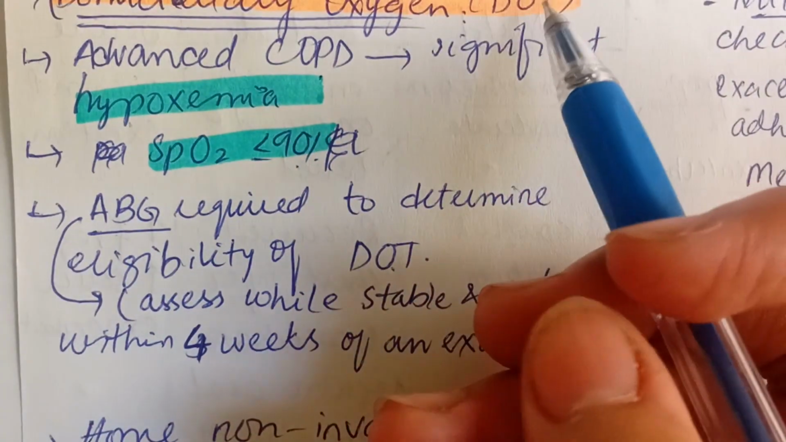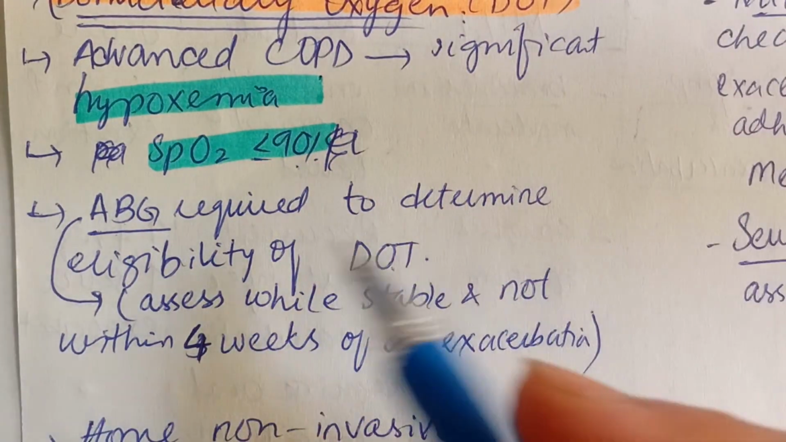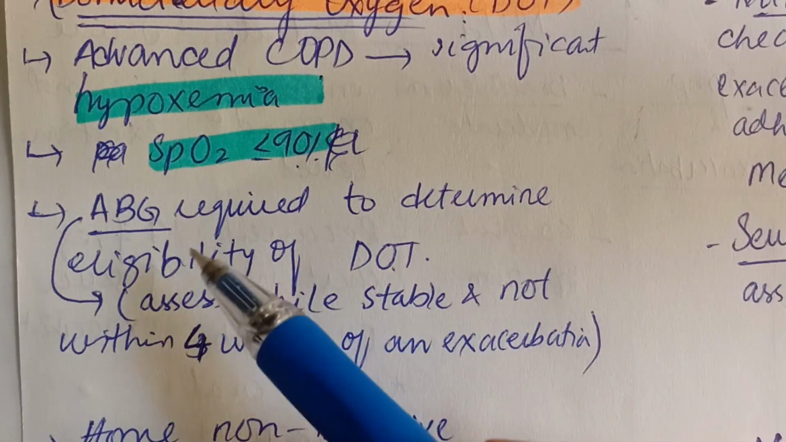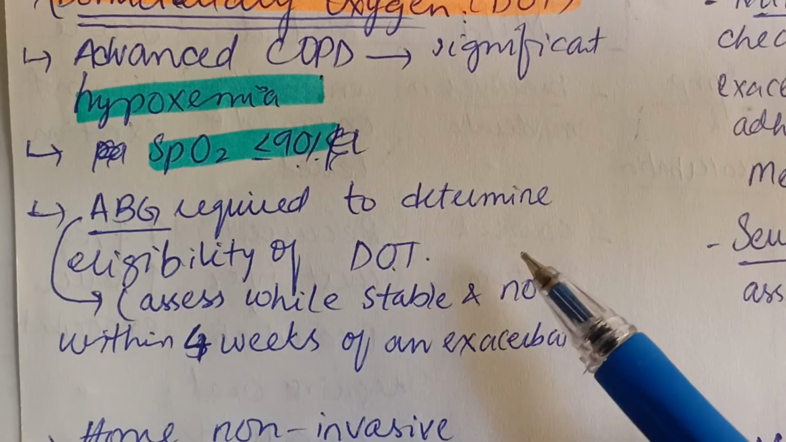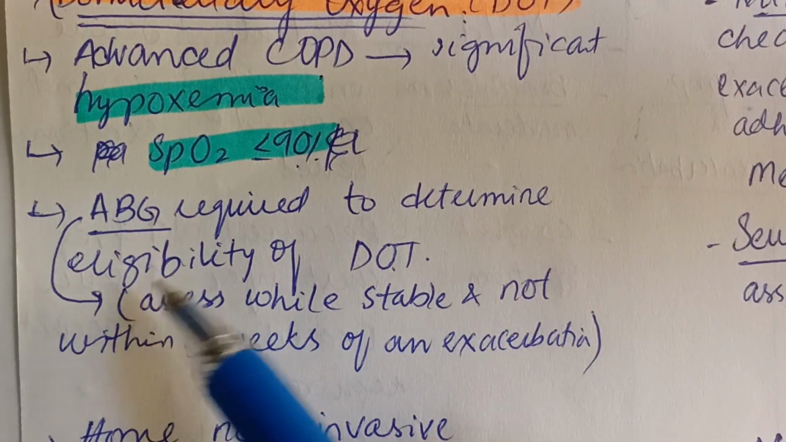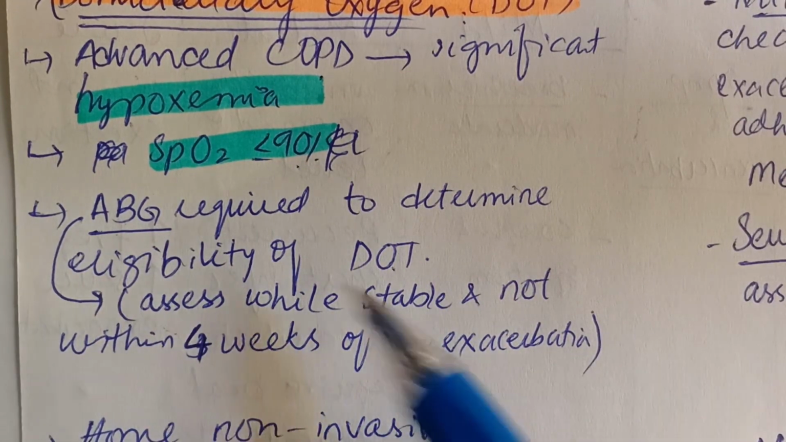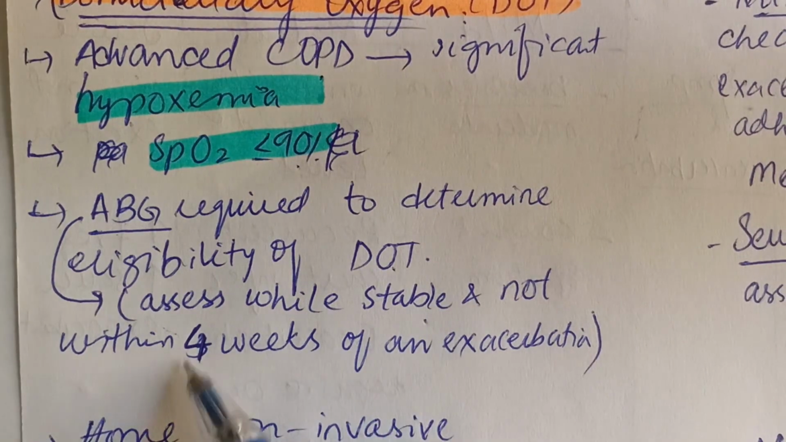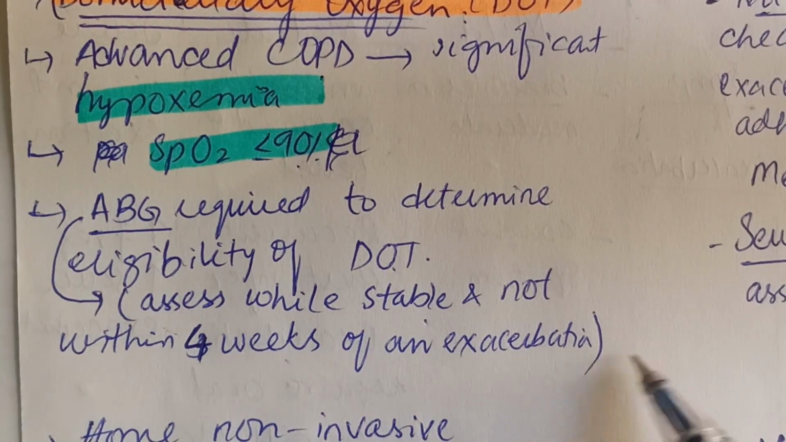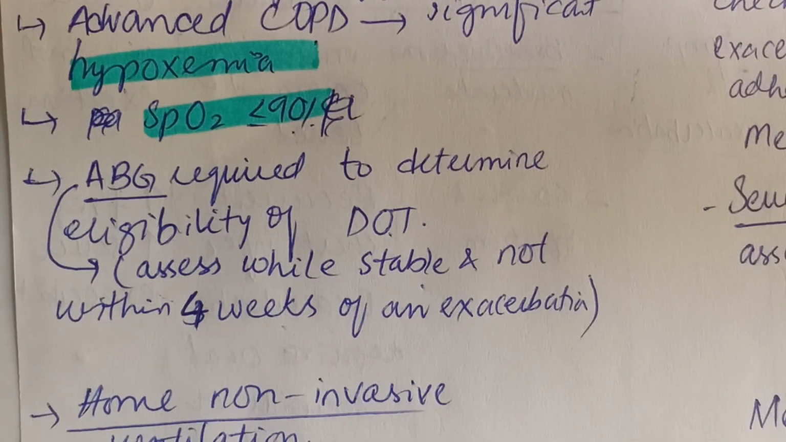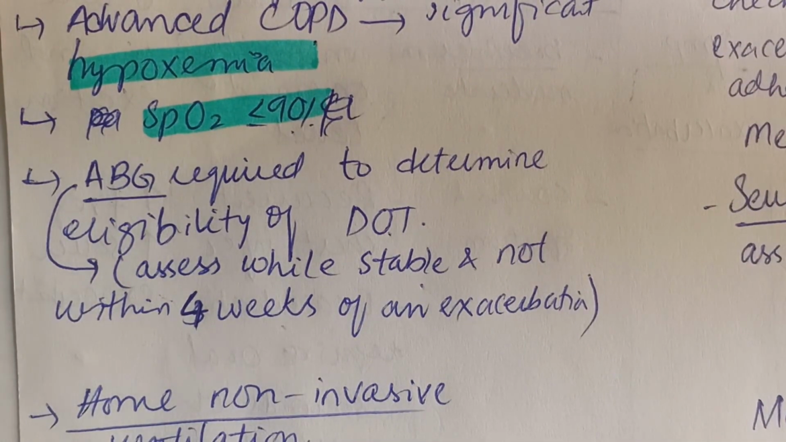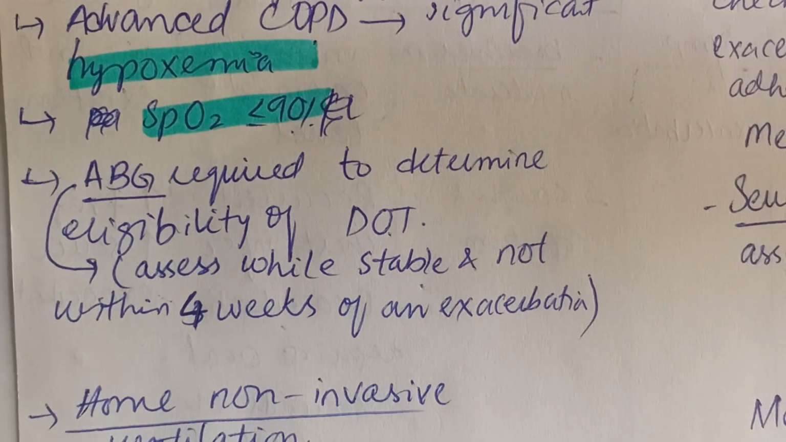So for domiciliary oxygen therapy, the patient is required to have the ABG to determine the eligibility for a DOT, and we have to assess the ABGs while the patient is stable and not within 4 weeks of an exacerbation, as it can alter the results. The gases can fluctuate.